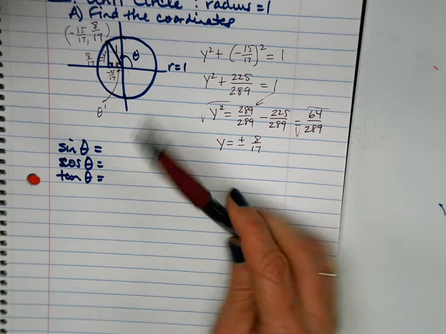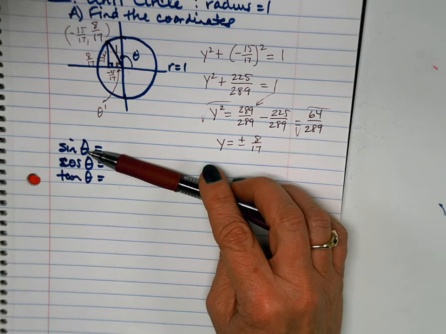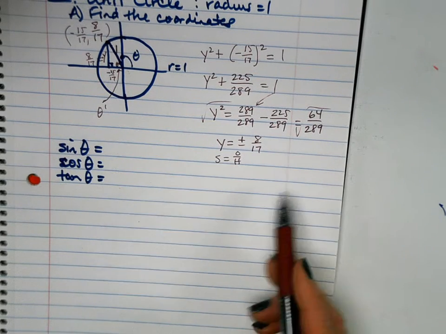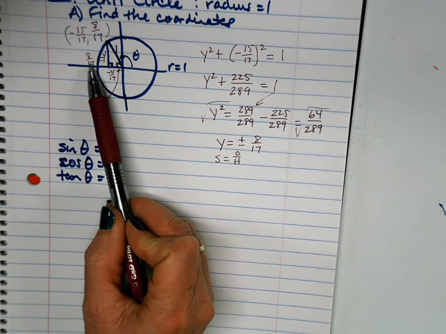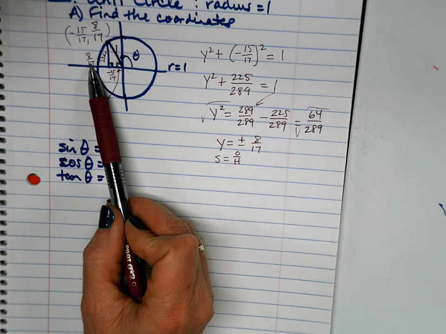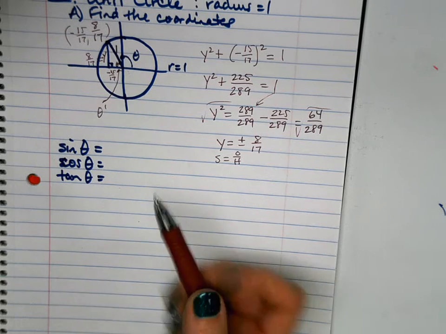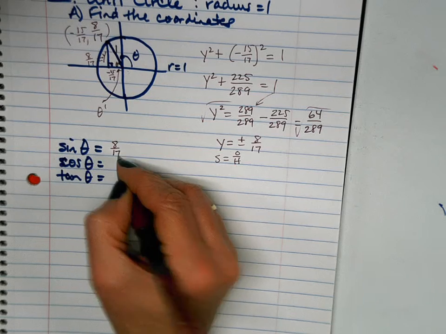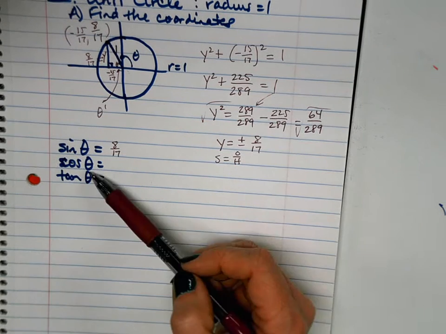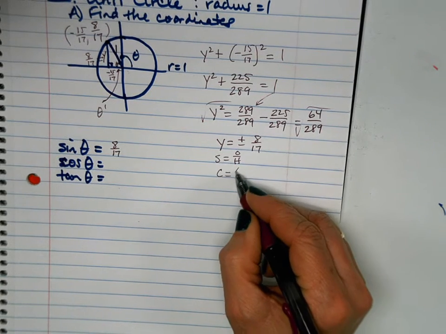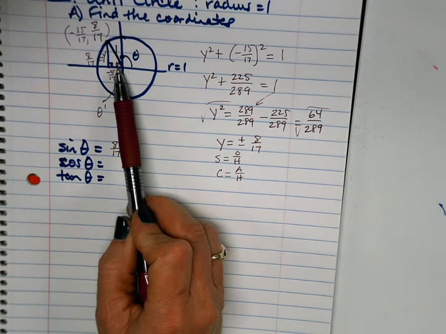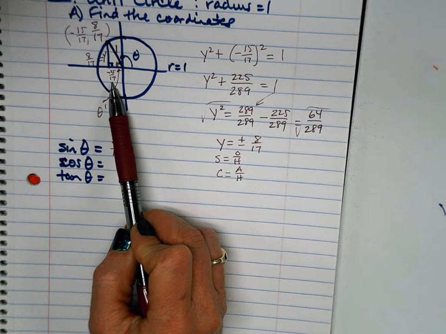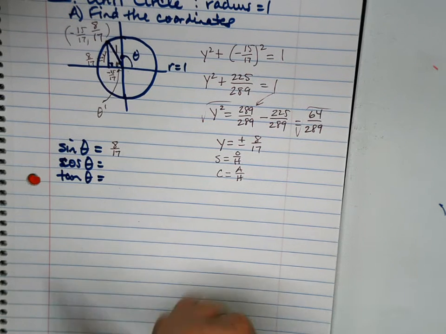So sine, using SOHCAHTOA, was what over what? Opposite over hypotenuse. That's how we got the SOH. So from here, the opposite would be this y, which is 8 over 17, and what's the hypotenuse? 1. So 8 over 17 over 1 is just 8 over 17. Okay? Cosine, CAH, is what? Adjacent over hypotenuse. So again, we're using theta prime. What's the adjacent side? Negative 15. Okay, and the hypotenuse is 1, which when I put that over 1, it would just be negative 15 over 17.